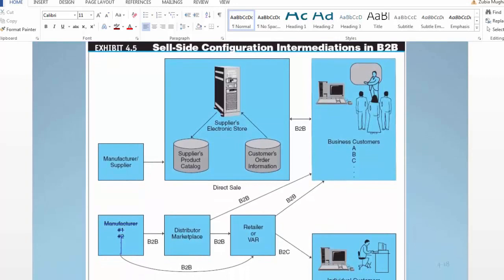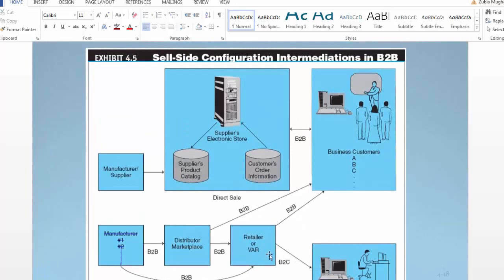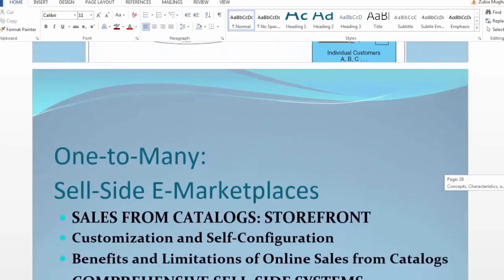On the sell side, you have a supplier's electronic store, you have supplier's product catalog, you have customers' order information, and then you have a manufacturer supplier who is filling these orders, and then you have this business to cater. Business A, B, C, all of these will receive the different kinds of orders that they placed. Then you have manufacturer, distributor, marketplace, retailer, and over here you have individual customers, business to customer. So business to business transaction, all of these are B2Bs, and with the retailer you have a business to customer transaction. Okay, so this is the sell side configuration in business to business.